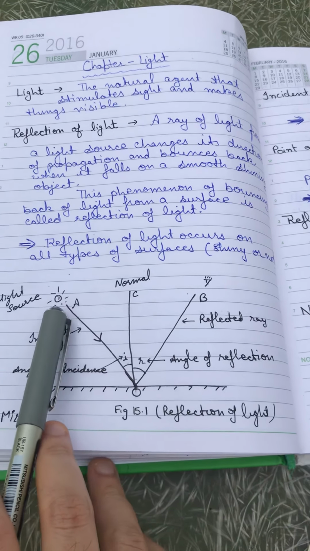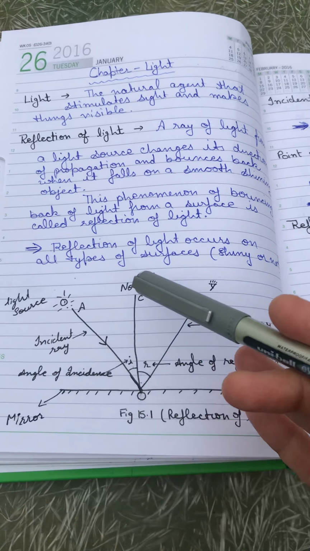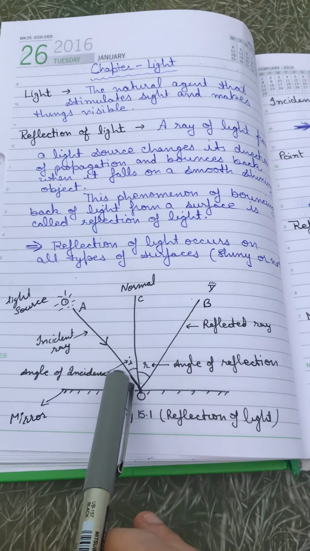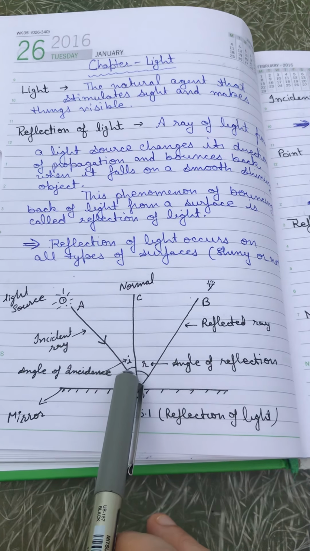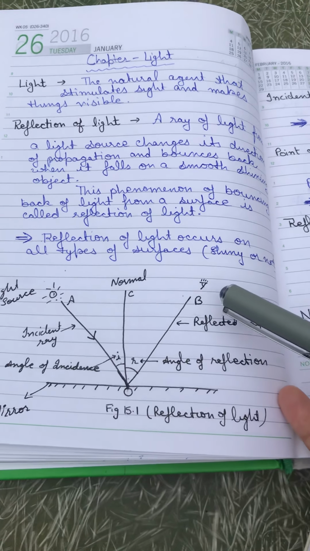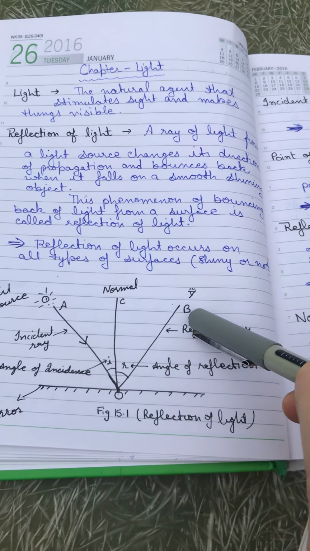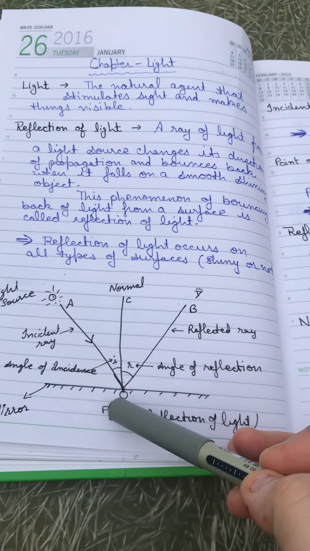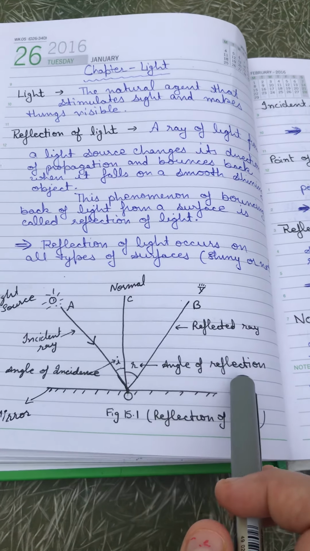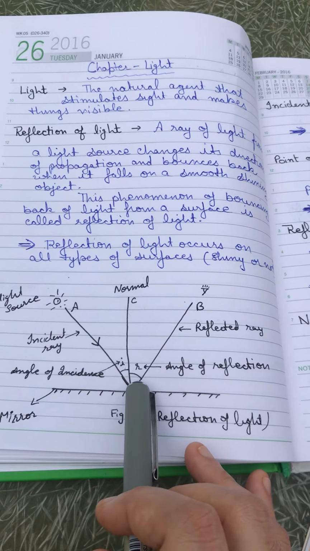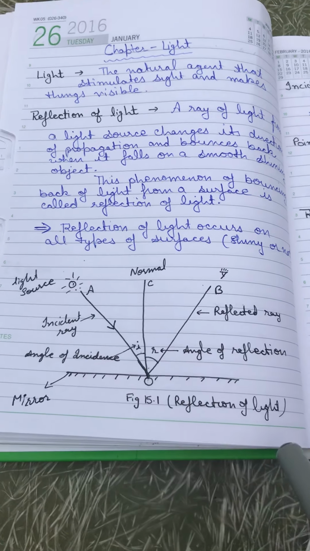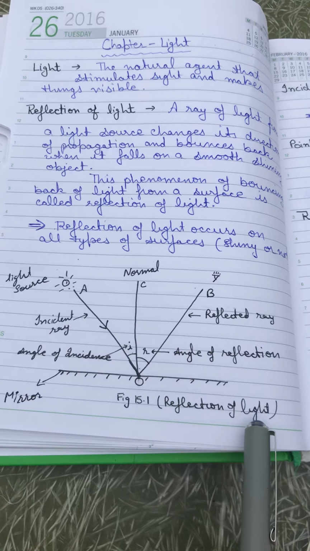And the angle between the incident ray and normal is known as the angle of incidence, and it is denoted by I. And the angle between BO, the reflected ray, and normal CO is known as the angle of reflection, and it is denoted by the angle R. This is the complete phenomenon of reflection of light.